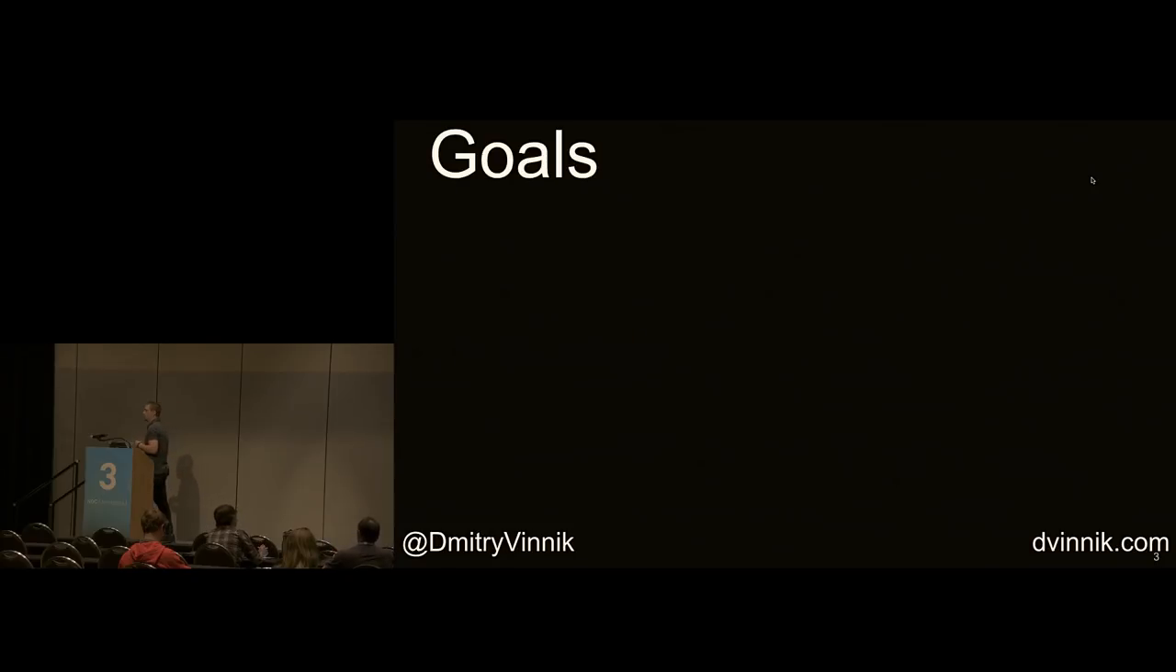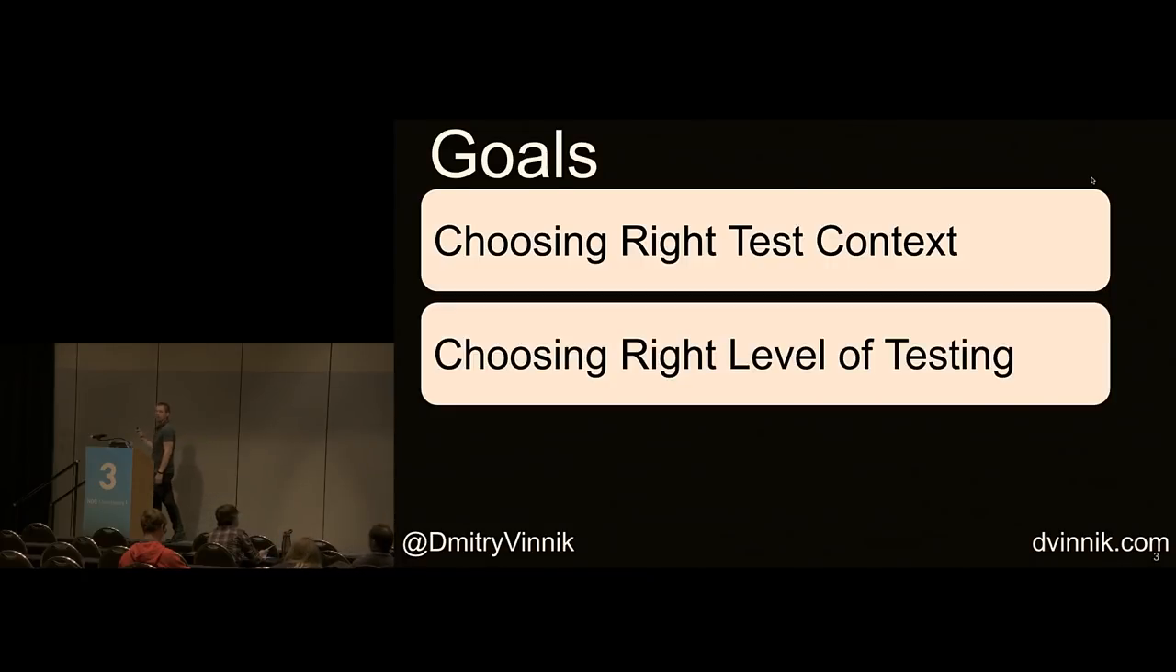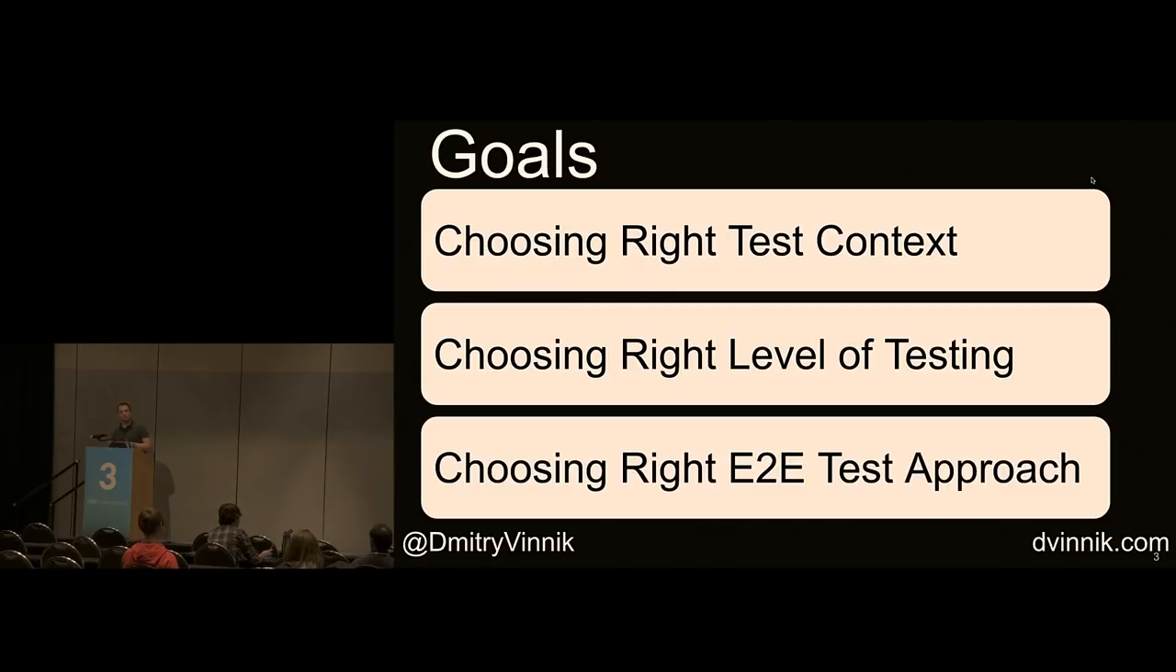First and foremost, we will discuss choosing the right test context. If you are working with a web context for the client, for the customer, using JavaScript as a developer, maybe as a tester you also might want to use JavaScript, or depending on what context you're working in, it might be different. Then we will discuss choosing the right level of testing, where we will use something called the test pyramid to direct our testing effort. And last but not least, we will discuss choosing the right end-to-end test approach.